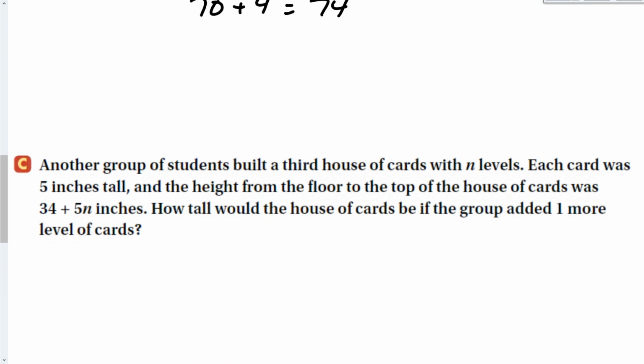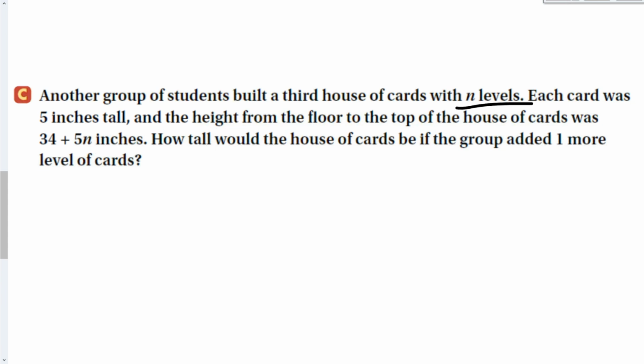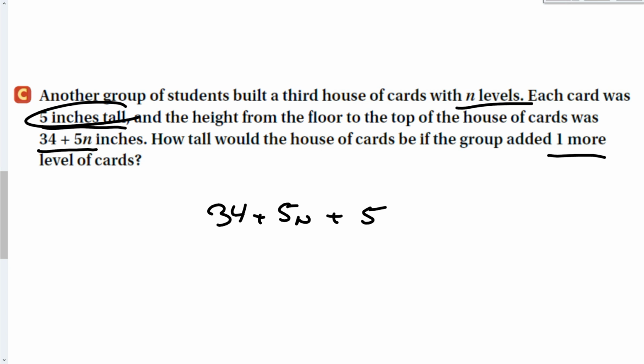And another group of students built a third house with n levels. And each card was 5 inches tall now. And the height from the floor to the top of the house of cards was 34 plus 5n inches. And if they're going to put one more, then again, we just need 5 more inches. Okay, so that's going to be 34 plus 5n plus another 5. And then, of course, hopefully you can see that those two, since they're just numbers, are like terms, something we'll talk about more later. So that gives me 39 plus 5n.